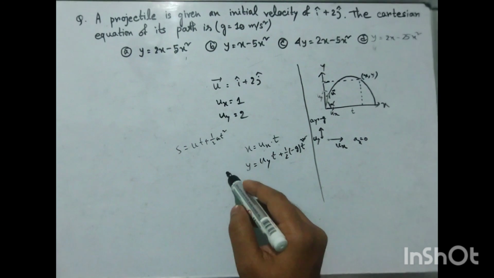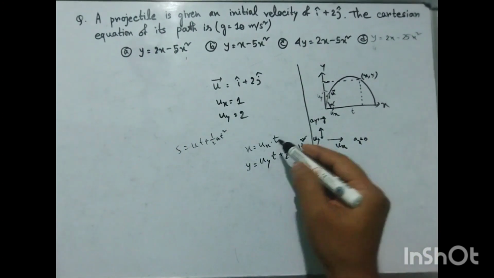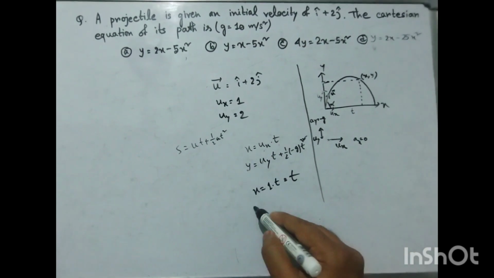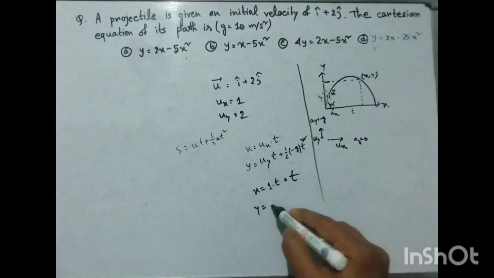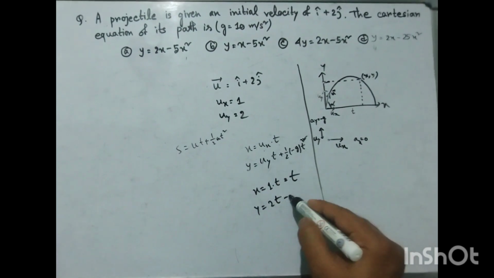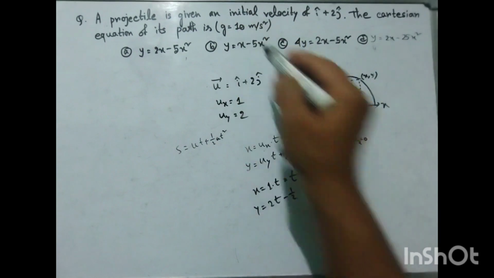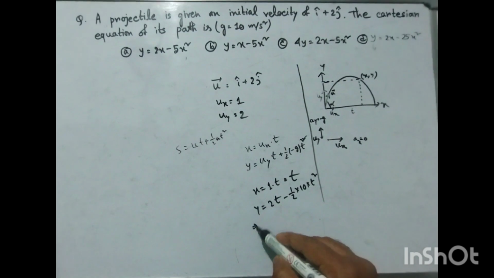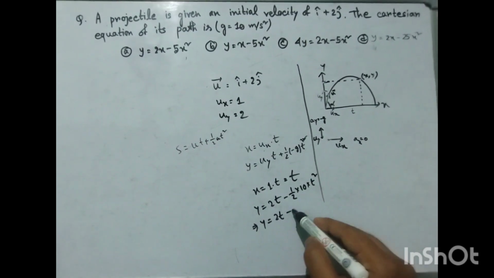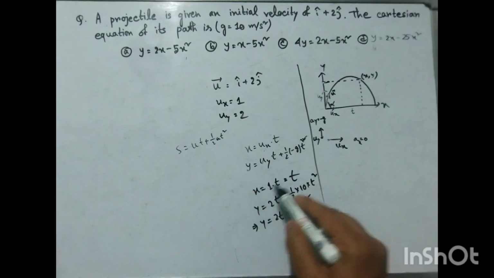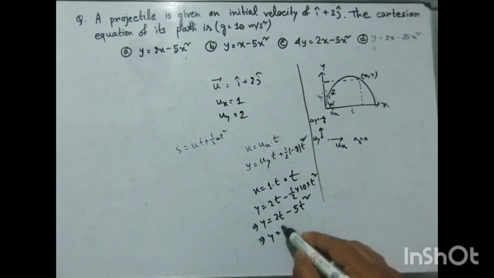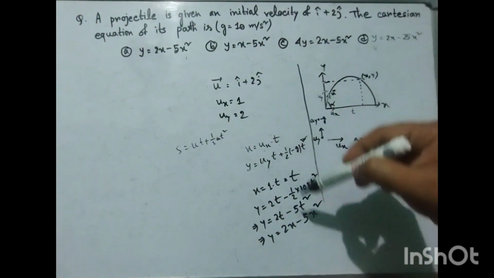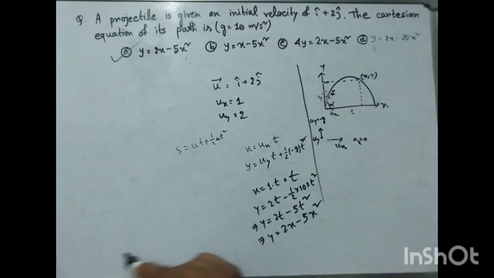So here in my problem ux is 1, so x will be 1 into t, that is x equals t. And y will be, uy is 2, so this will be 2t minus half, and g is given as 10, so that is 10 into t square. That means y is 2t minus 5t square, and we know t is equal to x here, so y will be 2x minus 5x square. So which option is the same as this? Option A is your correct answer here.